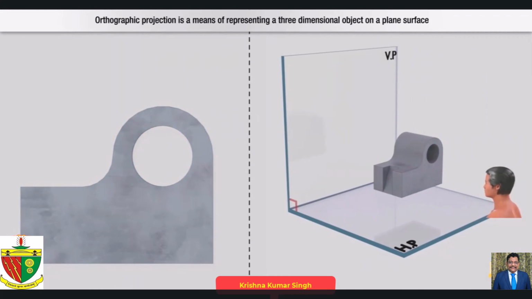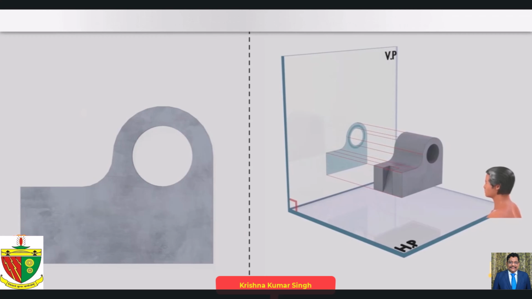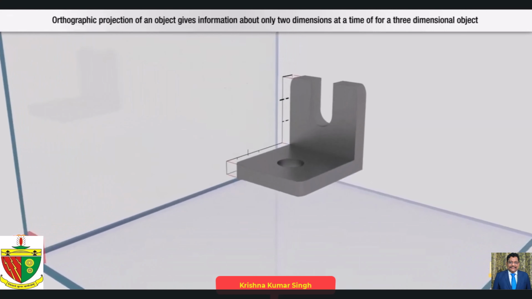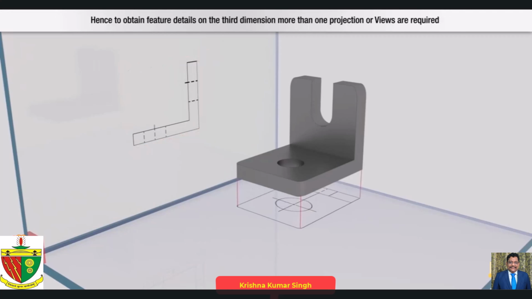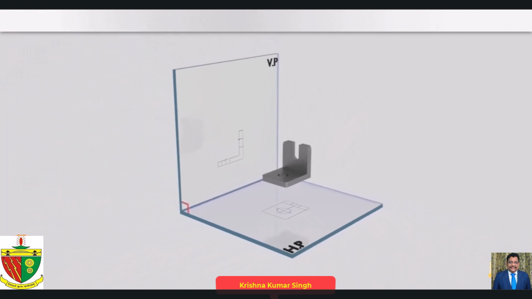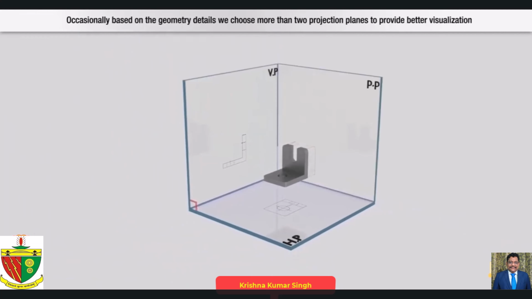Orthographic projection is a means of representing a three-dimensional object on a plane surface. Orthographic projection of an object gives information about only 2 dimensions at a time for a three-dimensional object. Hence, to obtain feature details on the third dimension, more than one projection or view is required. Occasionally, based on the geometry details, we choose more than two projection planes to provide better visualization.